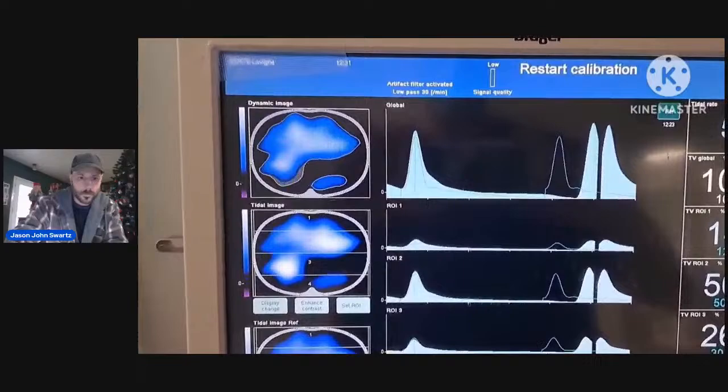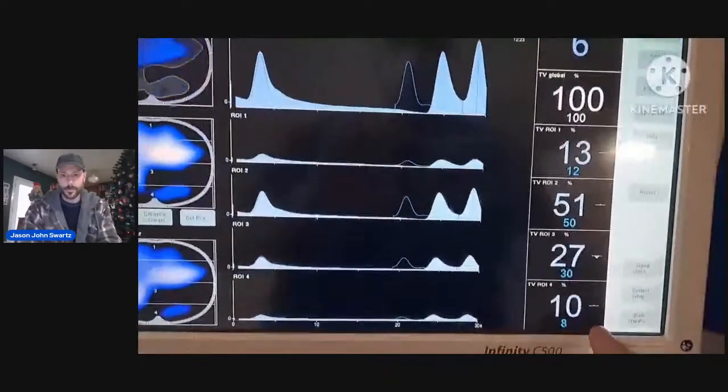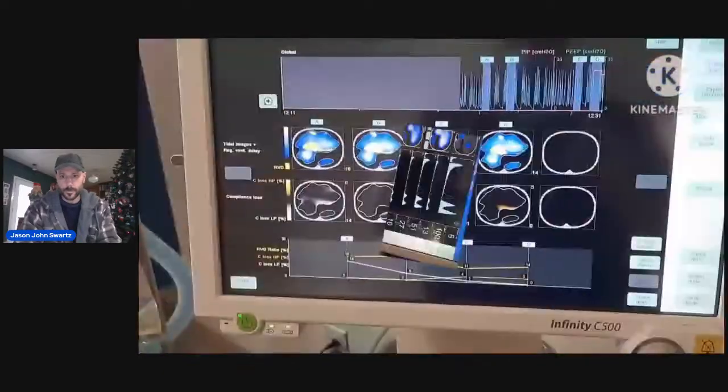No real significant changes. A little bit more here. We increased the dorsal distribution by 2%.